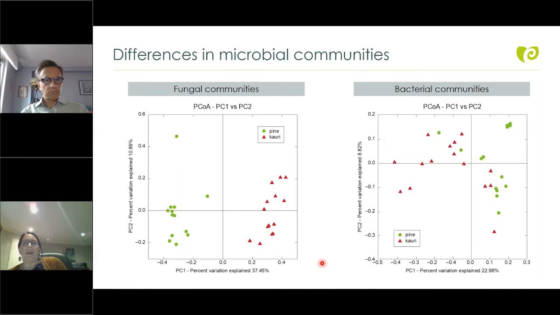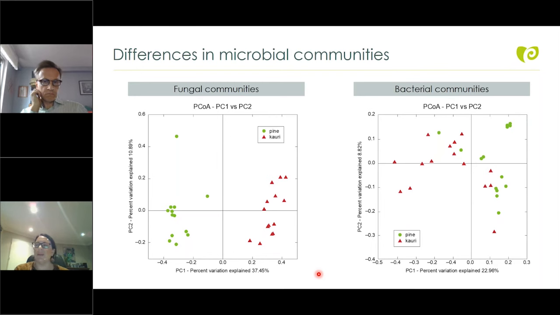In these ordination plots, we have the fungal communities on, I guess, my left-hand side, and the bacterial communities on the right-hand side. The green dots represent the soil under the pine forest, and the red triangles represent the soil under the kauri forest. What we found is there was a very distinct difference between fungal communities under these tree species. The soil under the pine plantation had higher species diversity than the native kauri soils, with the kauri soils having fewer fungal taxa, but with higher abundance.